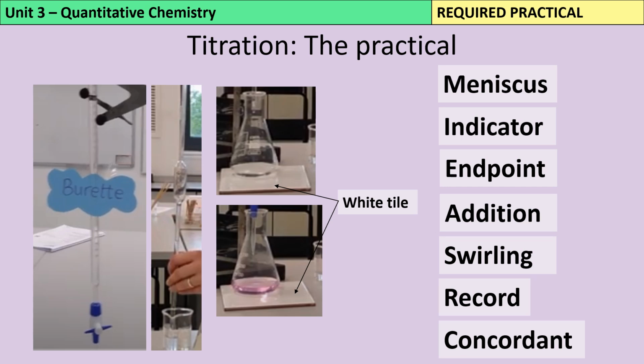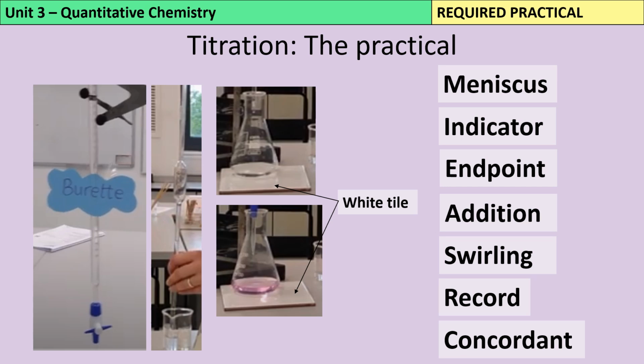The conical flask should be on a white tile, and this is going to allow you to clearly identify the colour change. You should talk about how when you're measuring volumes on the burette, you're doing this at eye level, looking at the meniscus and measuring from the bottom of the meniscus.